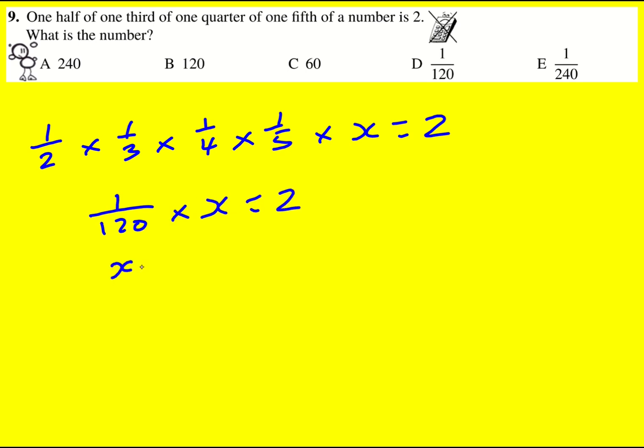By the way, you can then write that as x over 120. This is something that sometimes people are not happy with, but you can think about it like x over 1. So it's 1 times x, and then 120 times 1. Okay, you can do that. We're basically finding a fraction of a number. So x over 120 is equal to 2, and therefore we just need to times by 120. x is going to be 240.